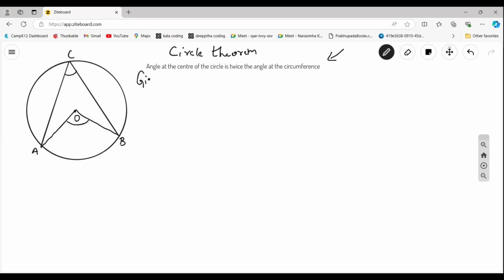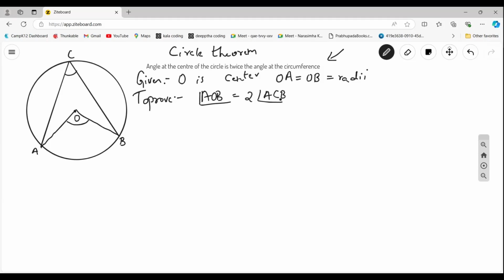Let's start with what is given to us. O is the center, that is given to us. What else? Is there something else we can figure out? OA is equal to OB. Why? Because these both are radii. We know that. These are the things we can decipher from the figure itself. AC and AB are chords. We cannot say anything much about it. That's all we know. What is to prove? We have to prove that angle AOB is two times the angle ACB. This is what we have to prove.